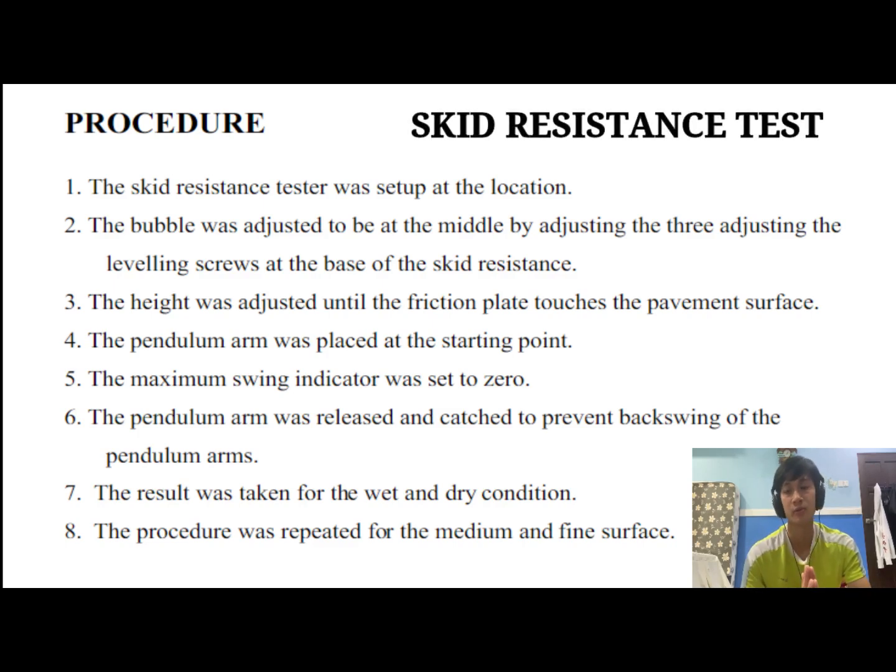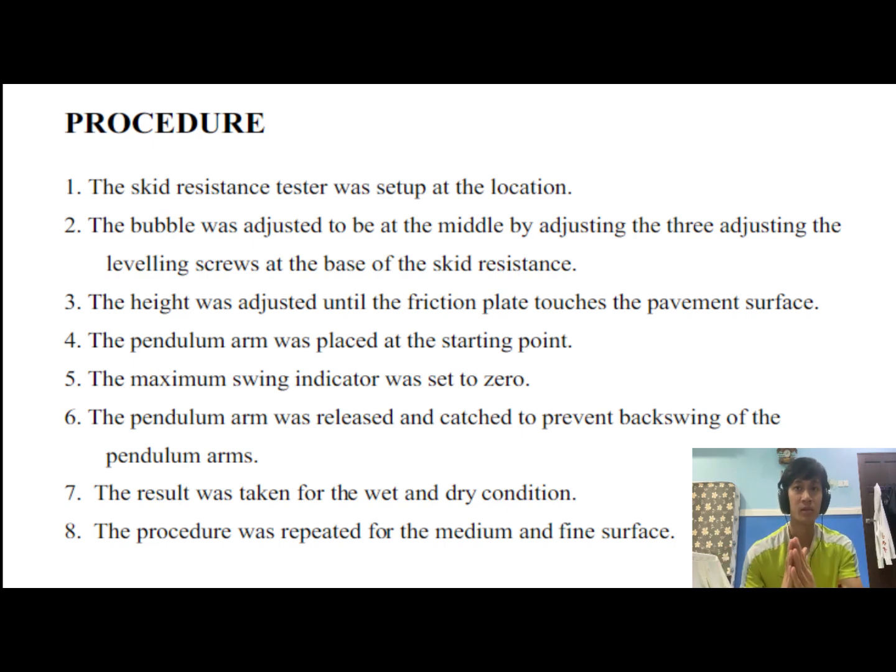Okay, so I will discuss the procedure of a skid resistance test. The first step is to find a surface and set up the equipment. However, the road is not perfectly flat, so we adjust the level bubble on the equipment to make sure the equipment is level with the surface, as if the condition is flat. And then the second step is to adjust the reading to start at 0.